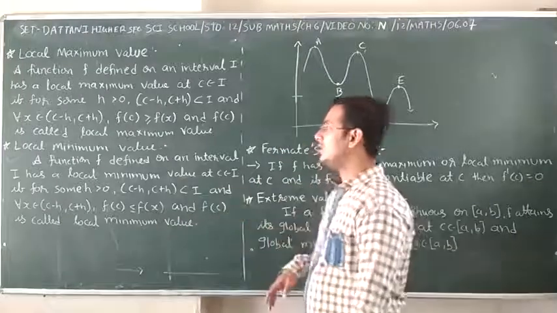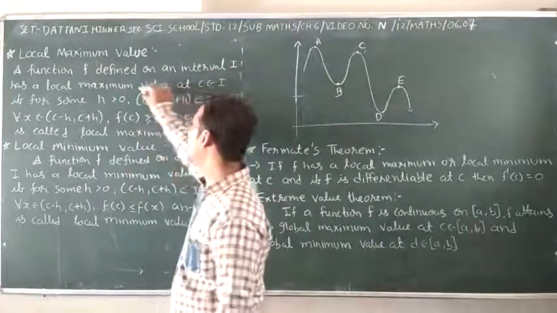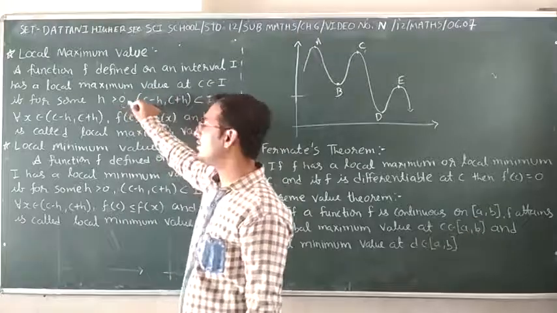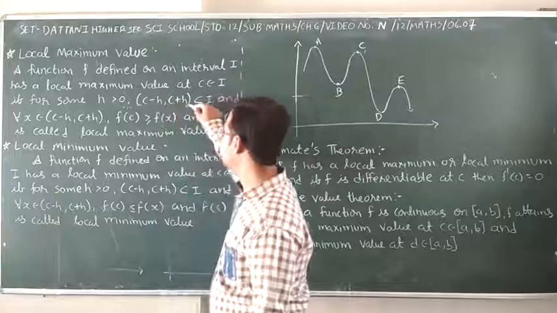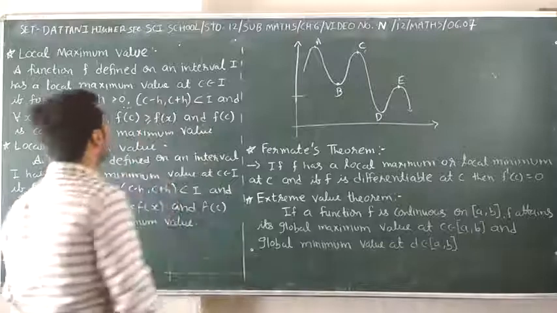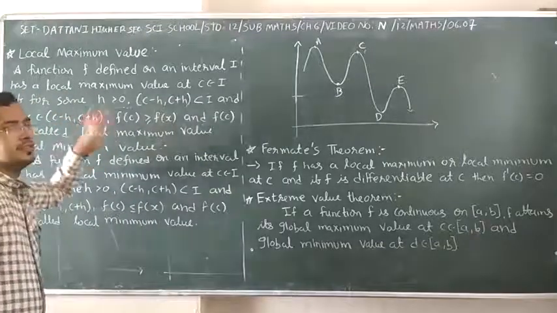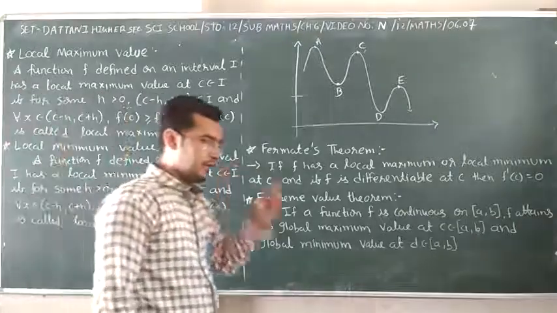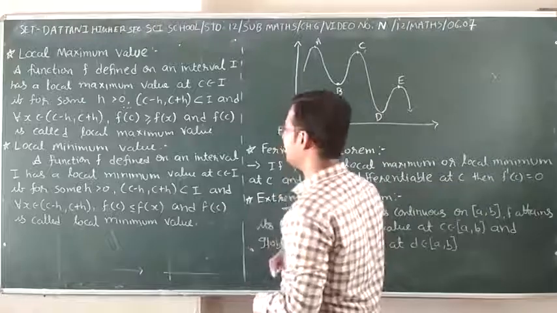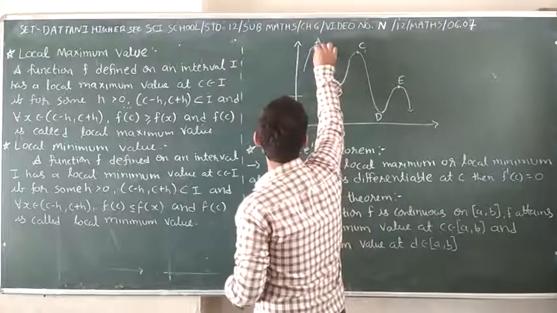Let's start with the local maximum value. A function f defined on the interval I has a local maximum value at c, where c belongs to I, if for some h greater than 0, the interval c minus h to c plus h is a subset of I. Here the function is defined on an interval and c belongs to I. We take h greater than 0 because I want to make an interval. That's why I take h as some value greater than 0. Let's take here the value is c.